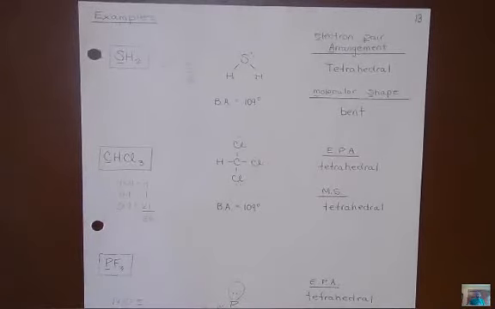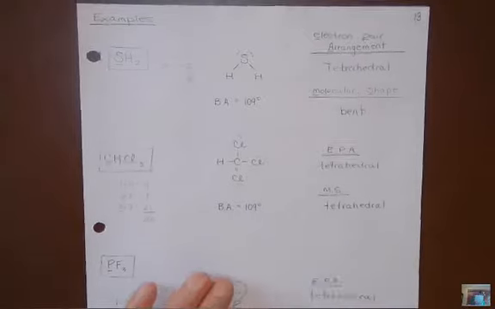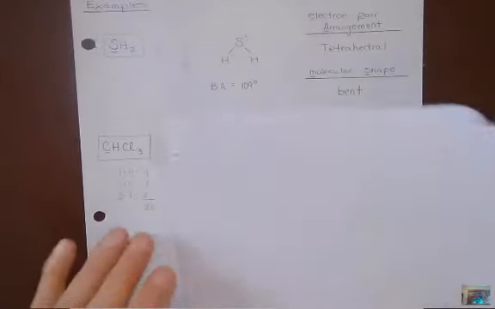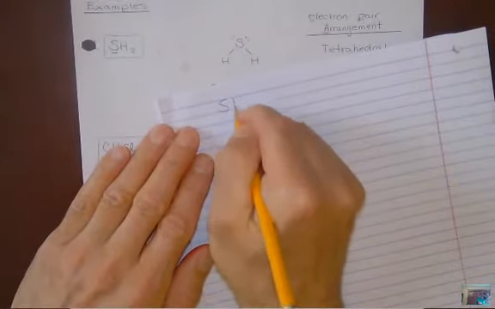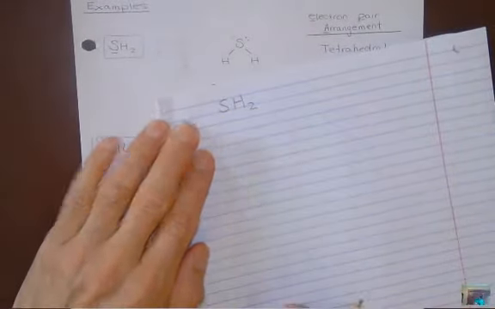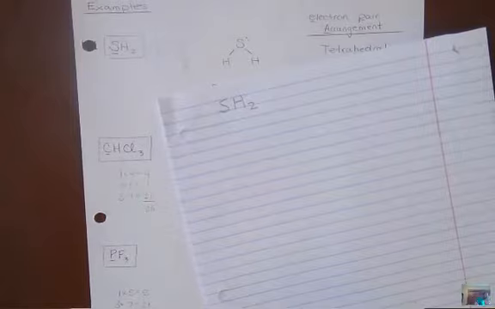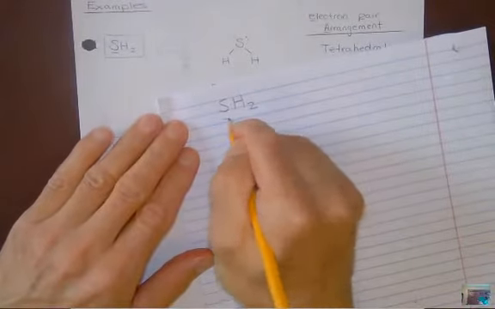Okay, how would I go about doing hydrogen sulfide, H2S? So H2S or SH2, whichever way you want to say it. Let me get some fresh paper. Okay, let's start from the beginning. First step: count up the total number of valence electrons. Okay, SH2 or H2S. What's the total number of valence electrons?